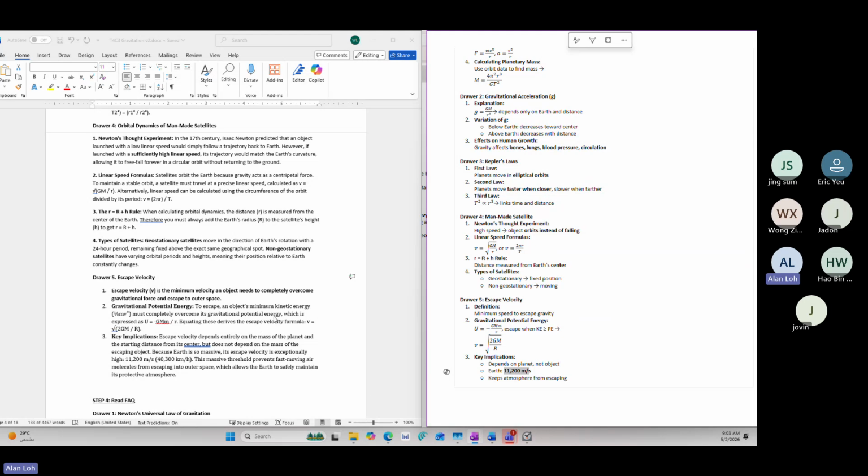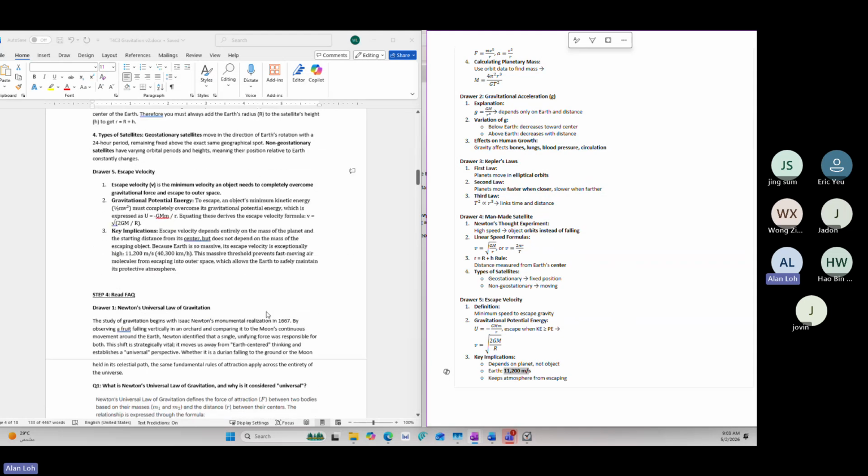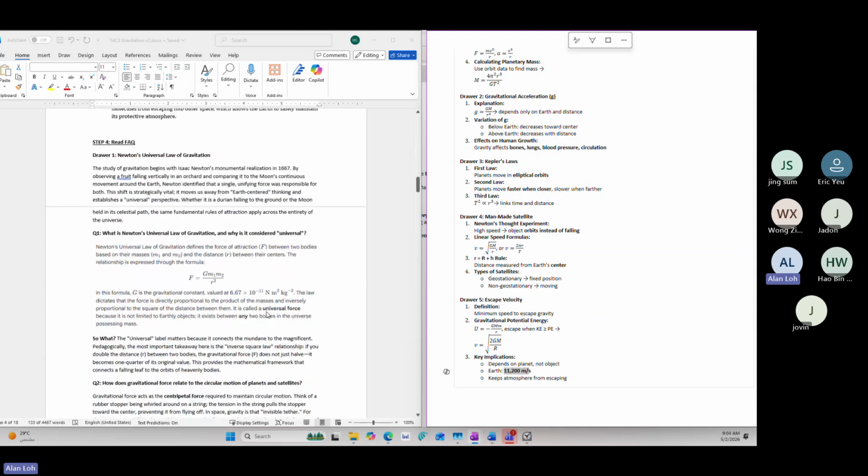Okay. So let's continue to step 4. Step 4 is to tell you the frequently asked questions and also to tell you why this matters. Why do you need to know this? And you should be expecting your understanding to increase from level 3 to level 4 after reading step number 4.